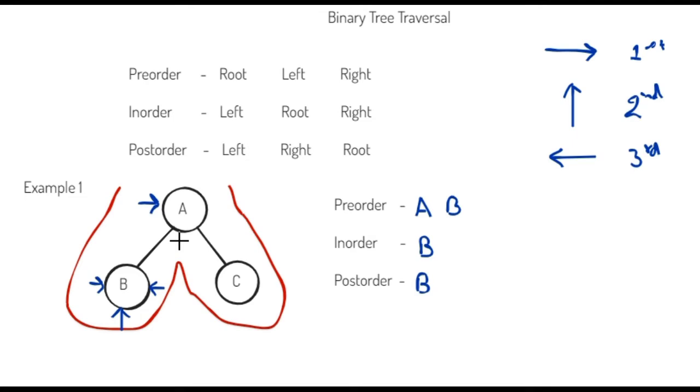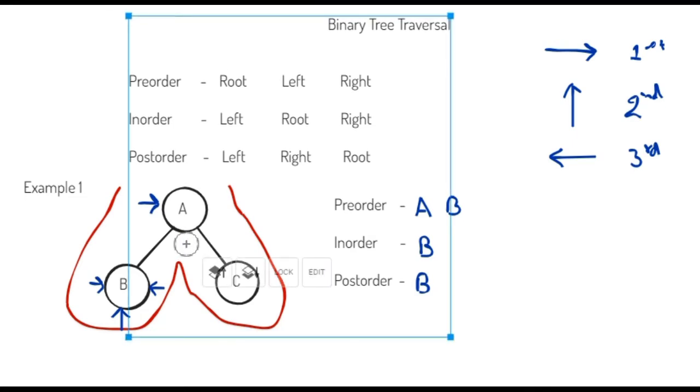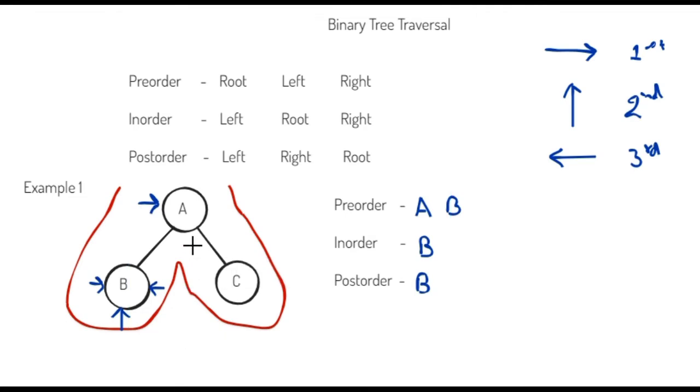Now we will move to node A. We have visited node A for the second time. So we will have the pointer direction bottom to top like this. So we will add node A in the in order list.